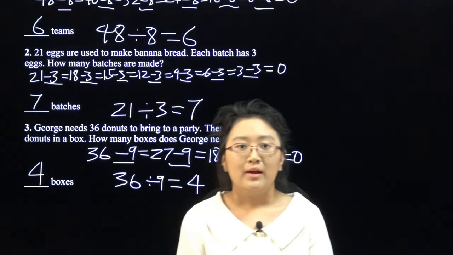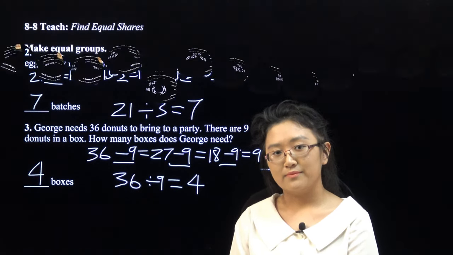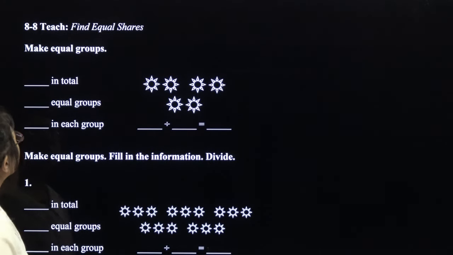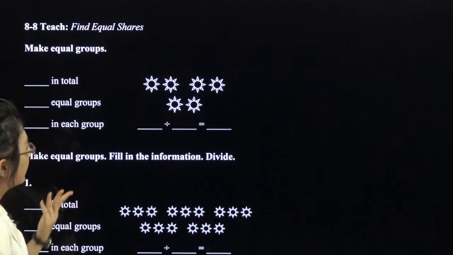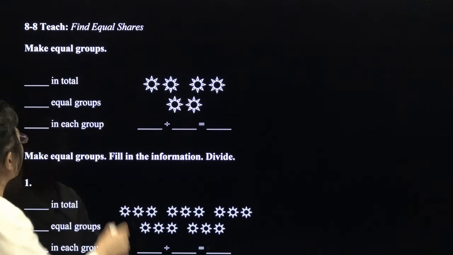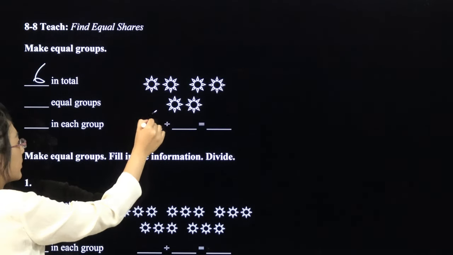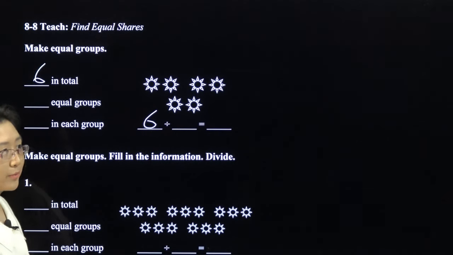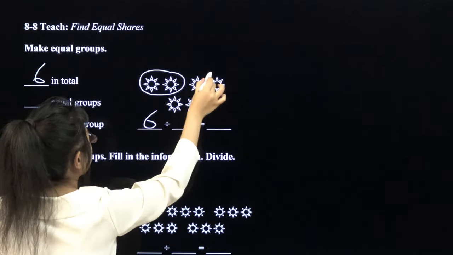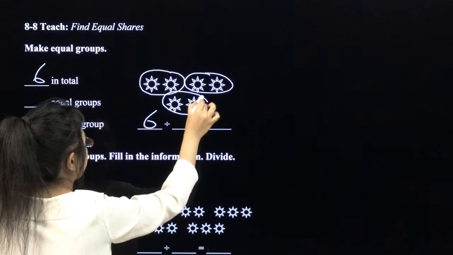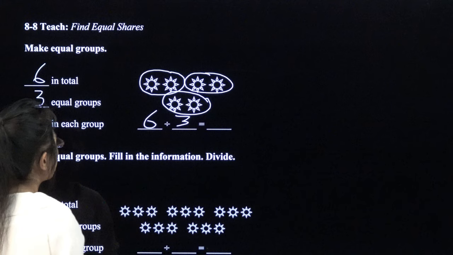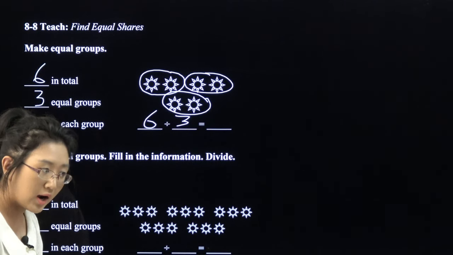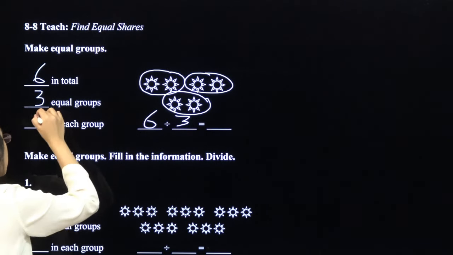Okay, now let's continue with division. In section 8, let's find some equal shares. Make equal groups. So how many suns are there in total? 1, 2, 3, 4, 5, 6. 6 in total. So here we would put 6. How many equal groups are there? So there's 1, 2, 3. 3 equal groups. So 6 divided by 3 equals how many there are in each group, which is 1, 2. 2.